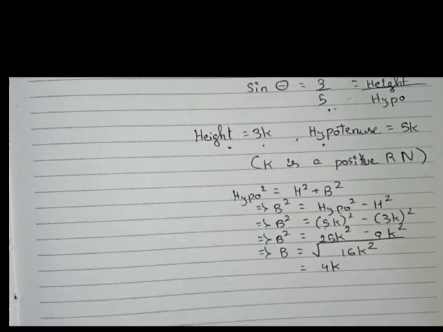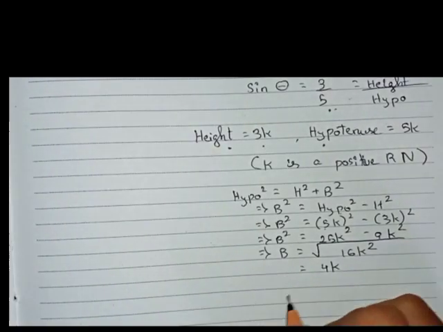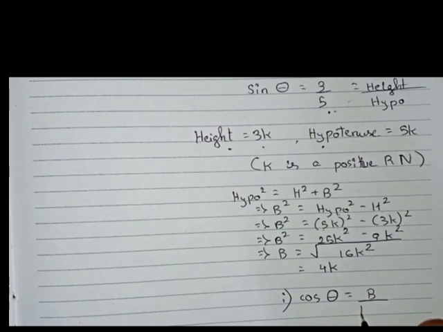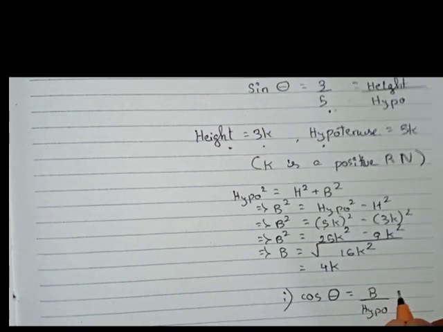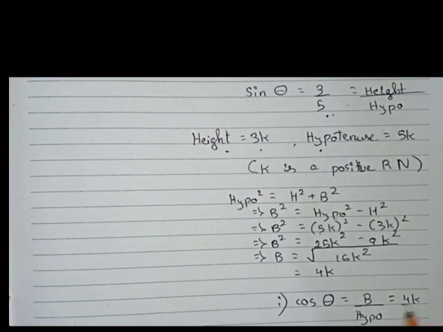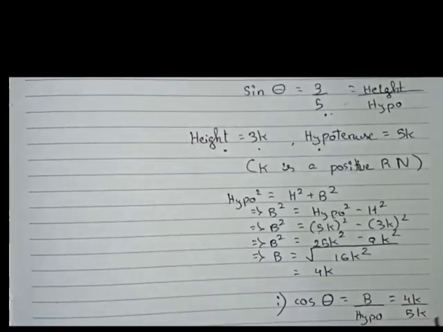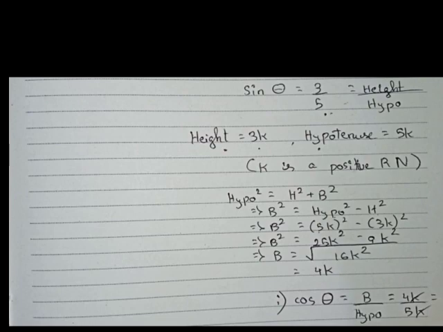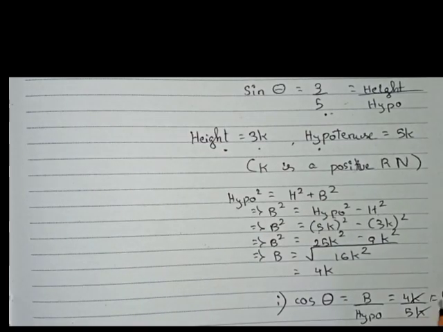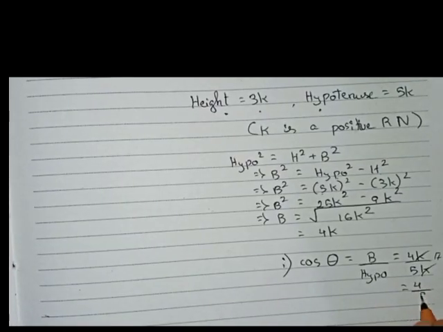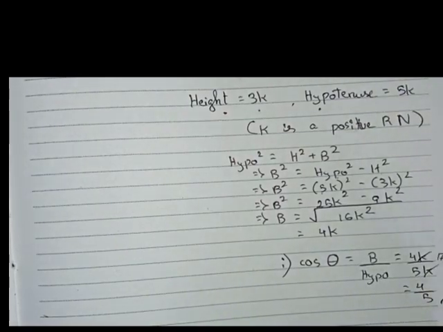Now we got all the data. Now you can easily find cos theta and tan theta. So cos theta, cos means base by hypo. So base is 4k and our hypotenuse is 5k. So 4k by 5k, cut the k. The ratio will become 4 by 5. So this is the value of cos theta.